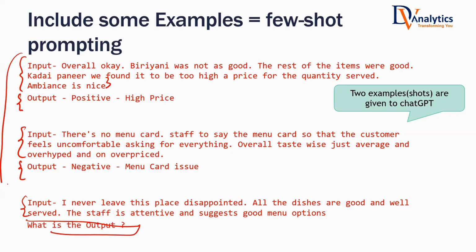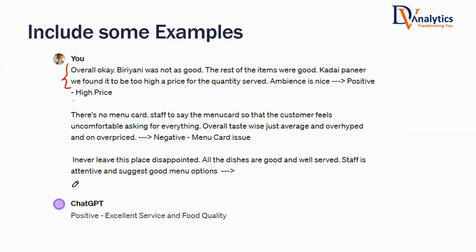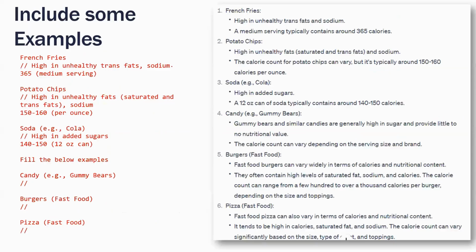Now, without giving these shots, if you directly give this, will it give you a proper output? No. If you give those two shots, simply you give this as input, this is the expected output. This is input, expected output. Then you just give the input, and the output will be given like this. Give few shots, give few examples. Examples are very important when you are interacting with ChatGPT or any of the large language models.